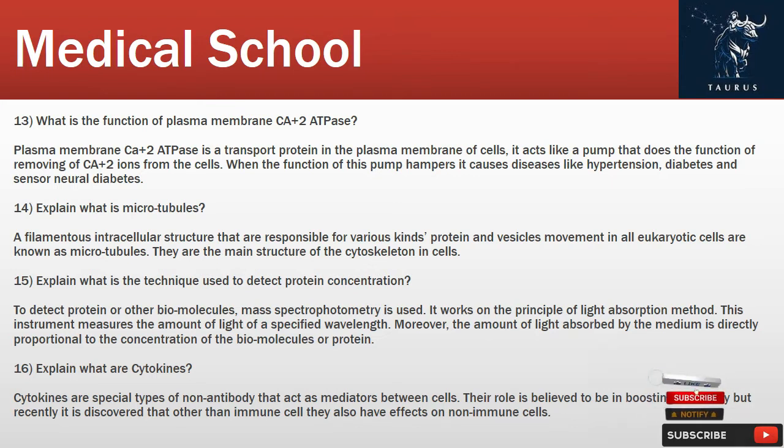15. Explain what technique is used to detect protein concentration. To detect protein or other biomolecules, spectrophotometry is used. It works on the principle of the light absorption method. This instrument measures the amount of light of a specified wavelength. Moreover, the amount of light absorbed by the medium is directly proportional to the concentration of the biomolecules or protein.